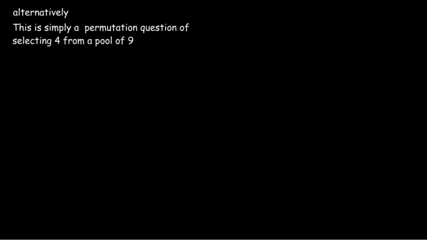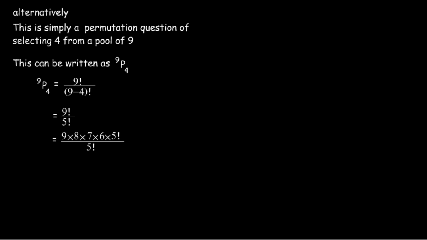Alternatively, this is a simple permutation question of selecting 4 from a pool of 9. This can be written as 9 permutation 4, and 9 permutation 4 is equals to 9 factorial divided by 9 minus 4 factorial, which will then be equals to 9 factorial divided by 5 factorial, which will be equals to 9 times 8 times 7 times 6 times 5 factorial divided by 5 factorial. Our 5 factorial in our numerator and denominator is going to cancel out, so we'll be left with 9 times 8 times 7 times 6, which is 3,024, similar to the answer we got previously.